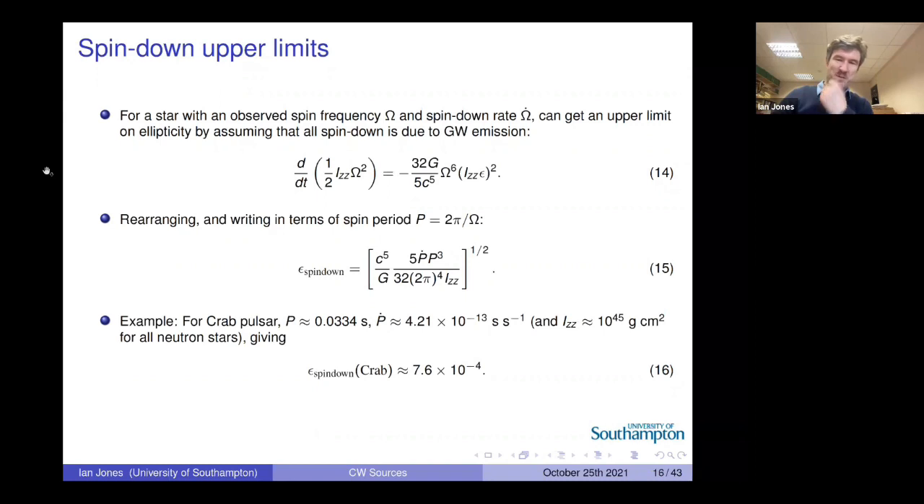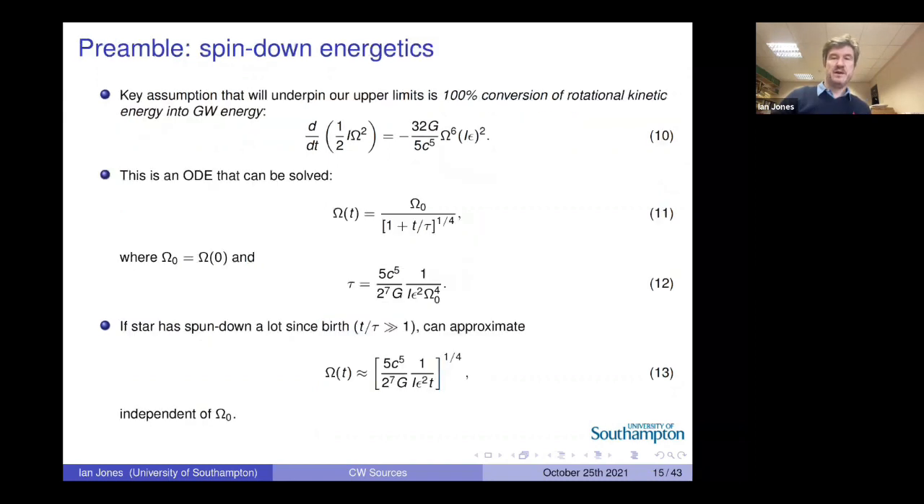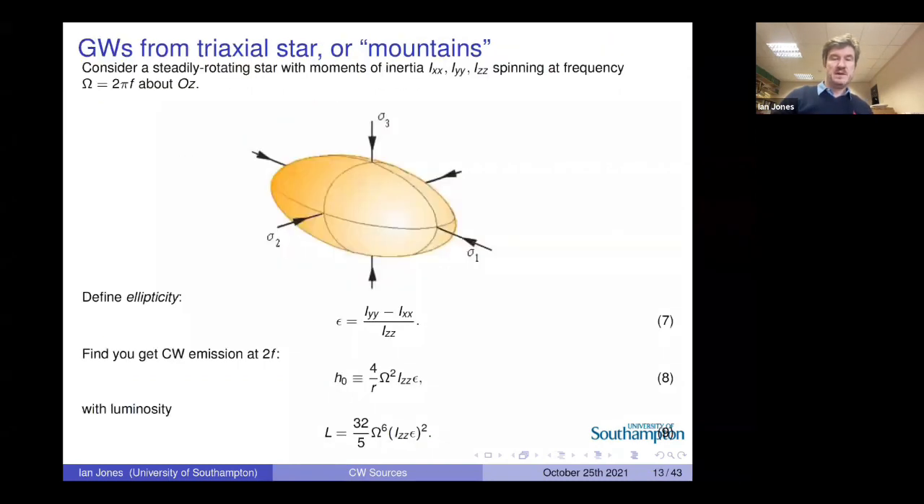I've simplified the story a bit by always putting 10 to the 45 in here, but to make this point, if I go back to equation 8, the thing that is actually measured by H naught isn't epsilon, it's IZZ times epsilon, which from equation 7 is IYY minus IXX. That's the thing that you'd actually extract, except that it's also divided by R. We don't know the distance separately. So I'm afraid everything's tangled up. There is that slightly complicated degeneracy.